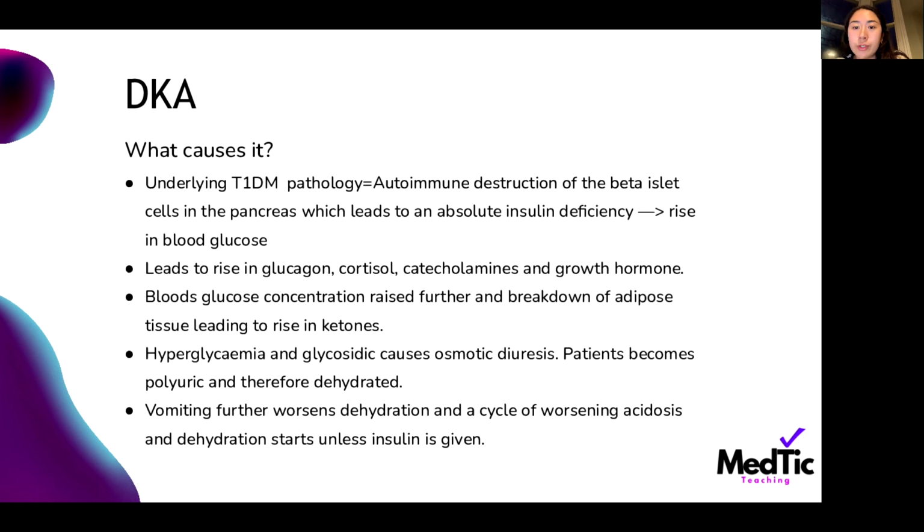The blood glucose concentrations rise even further, and then that's going to lead to a rise in the ketones due to the breakdown of the adipose tissues. Then the combination of hyperglycemia and glycosuria causes osmotic diuresis, and that is going to lead to the patient becoming very dehydrated. And then they're going to start vomiting as well, so it's going to worsen this dehydration, and it starts a cycle of just worsening acidosis until insulin is given, basically, to correct that hyperglycemia.